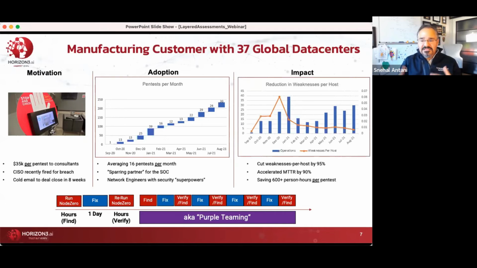And the way that manifests itself in results is, if you see early on when they started to adopt this approach of layered testing, a rapid rise in problems found per host. But you can kind of see the moment when this purple team culture started to click and they started to become better at proactively finding and fixing problems, that there was a dramatic reduction in weaknesses per host over time, allowing them to basically catch up, keep up, and now they're able to free up their capacity to stay ahead of the adversary.